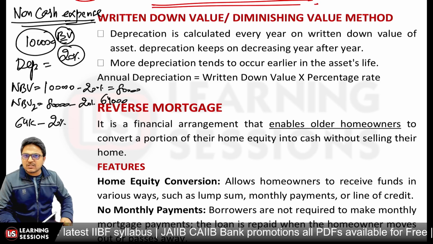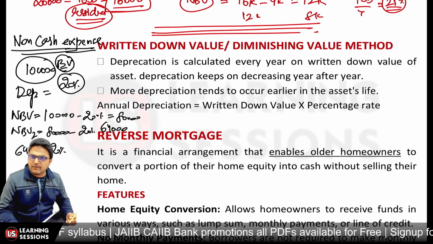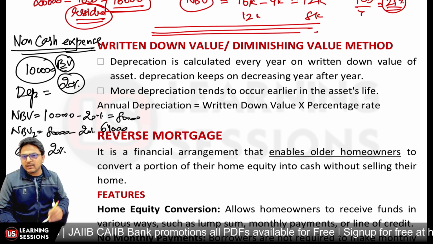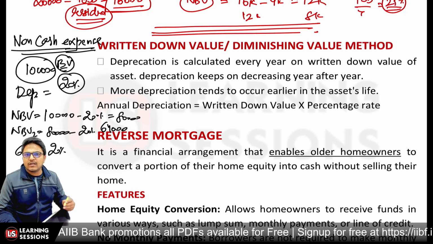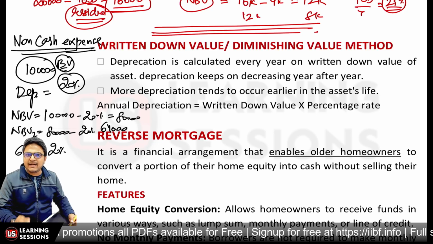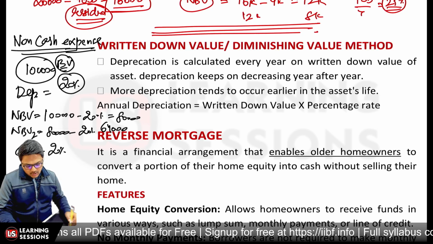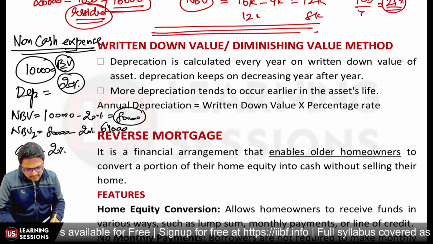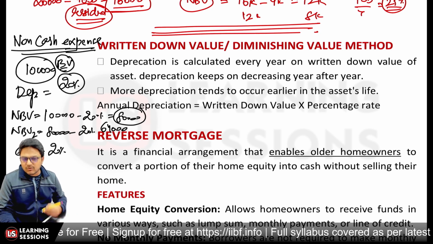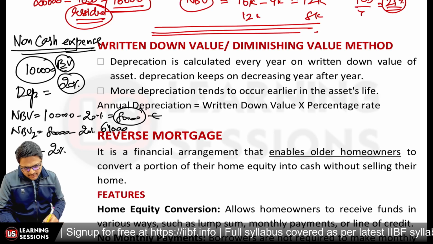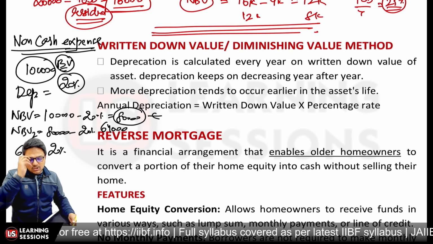And what are the different features related to it? Let's understand the different features, because in the case of written down value or diminishing value method, depreciation is calculated every year on written down value. So we basically use the previous value, that is for the first year, whatsoever the last value, we use that particular value so as to calculate the depreciation amount for the next year.